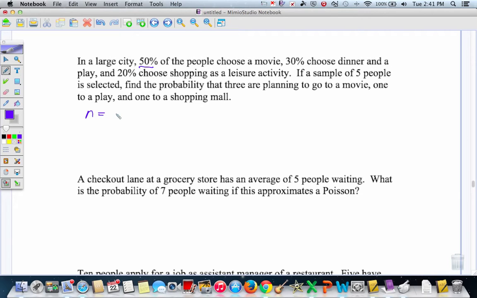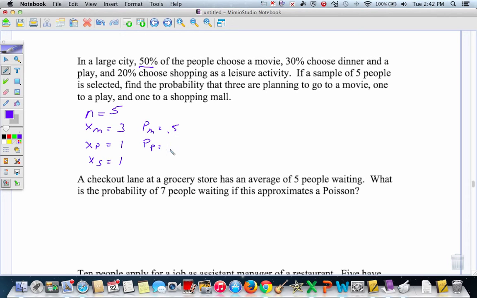So this is a multinomial, which then tells me I want to identify my variables. So n is my total number of people. In this case, we have a sample of 5 people. We have people going to a movie, so x sub m, choosing dinner and a play, so x sub p, and then shopping as our 3 subscripted variables. We want to find the probability that 3 are going to a movie, 1 to a play, and 1 shopping.